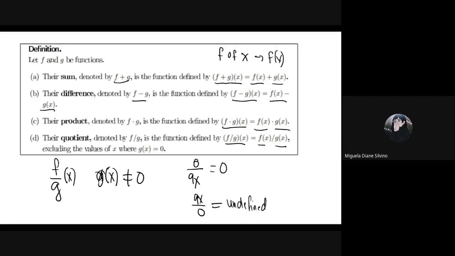Para sa totoong buhay, kayo ay siyam na magkakapatid na maghahati sa pizza. Walang pizza, 0 ang pizza. So undefined siya. Okay? I hope it makes sense. So let's use the definition to find the sum, the difference, the product, and the quotient of the given function. So let us start with the sum.